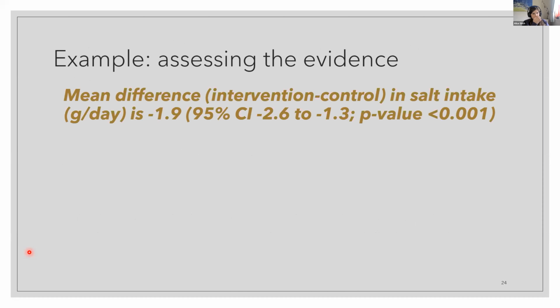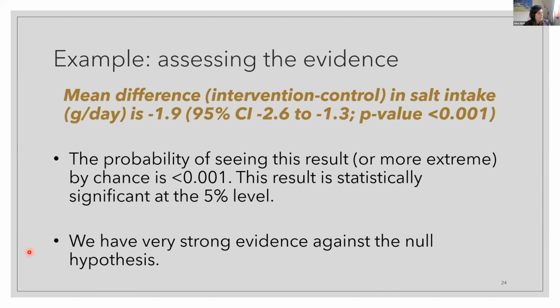Okay, so back to our example and thinking about how we would assess the result here. So we've got our p-value of less than 0.001. So the probability that we get the result we've seen, so the difference between the groups that we've seen, or a more extreme difference by chance, is less than 0.001. Okay, so that's very small. And if we were using the 5% level, it's below 0.05. So we would say it's a statistically significant result at that level. It's very strong evidence against the null hypothesis, because it's this less than 0.001 value.